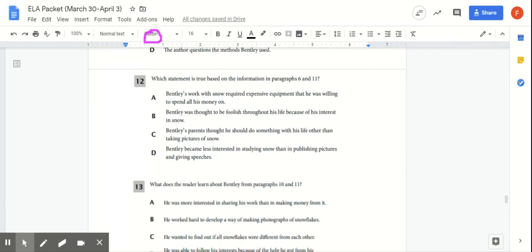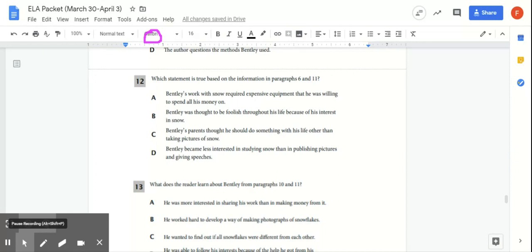Number 12, which statement is true based on the information in paragraphs 6 and 11? A, Bentley's work with snow required expensive equipment that he was willing to spend all his money on. B, Bentley was thought to be foolish throughout his life because of his interest in snow. C, Bentley's parents thought he should do something with his life other than taking pictures of snow. D, Bentley became less interested in studying snow than in publishing pictures and giving speeches.